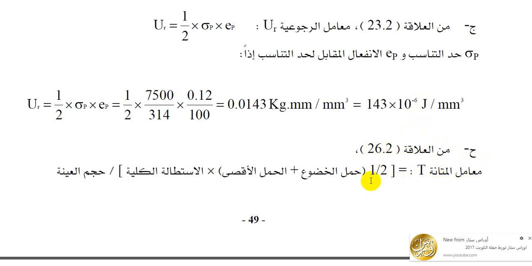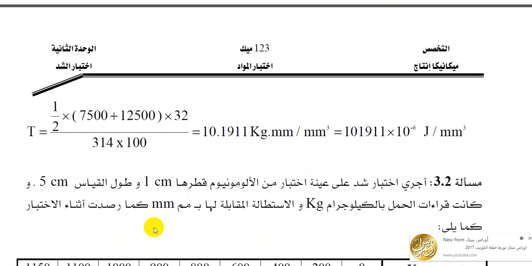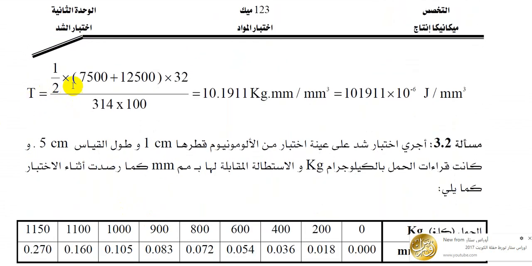It can be the modulus of toughness, T equals 1/2 times the yield load plus the ultimate load, times the overall extension, or the total elongation, over the size or the volume of the specimen used, and will be computed as follows. T equals 1/2 times 7500 plus 12,500 times 32, equal to 101,911 kilogram millimeter cubic, equal to the following, as you can see right in front of you, 101,911 times 10 joule per millimeter squared.